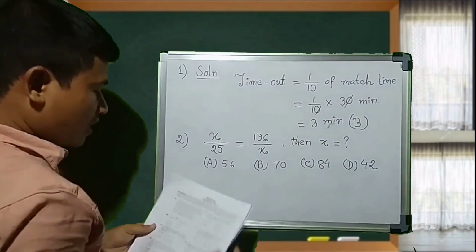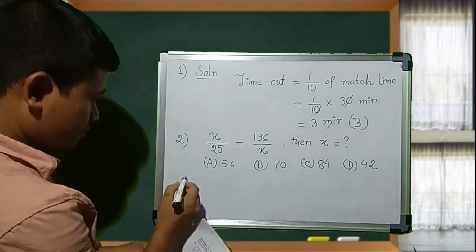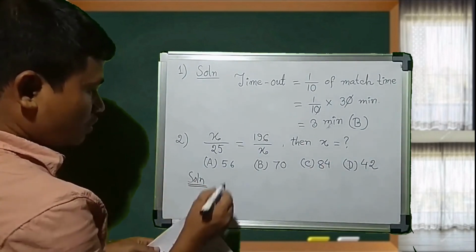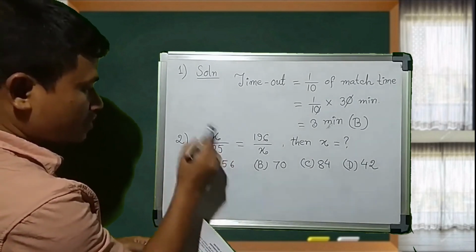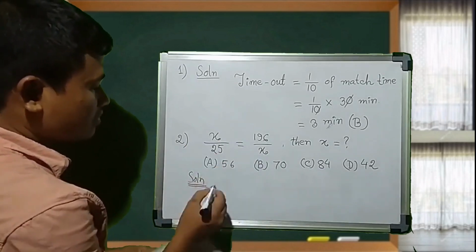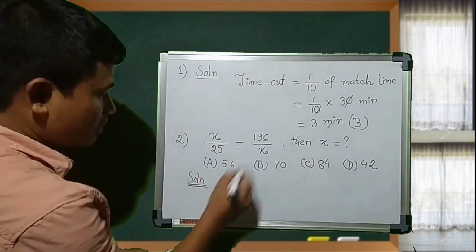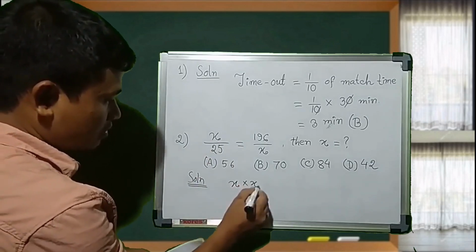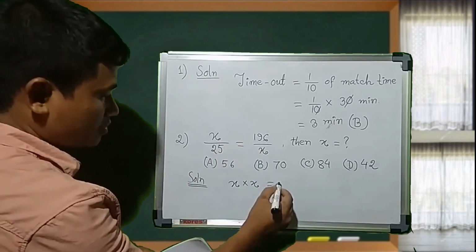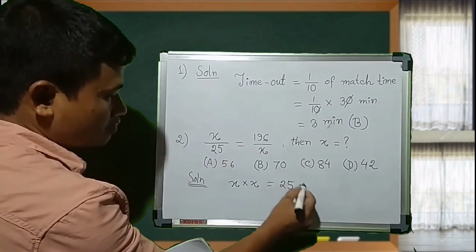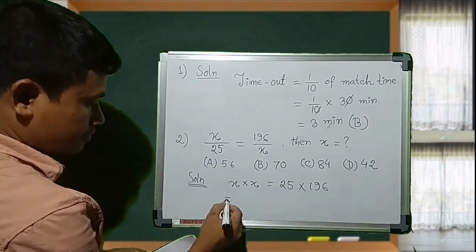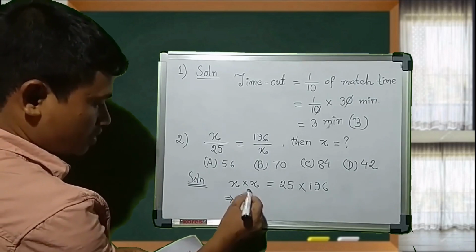So it is very easy to find out. I will show you. So what do we have to do? You just do cross multiplication. X and x will be multiplied with each other. X into x equals 25 multiplied by 196. So x into x becomes x square.